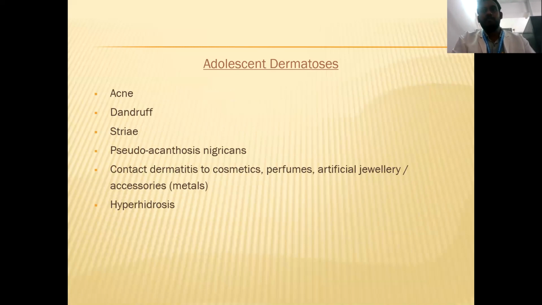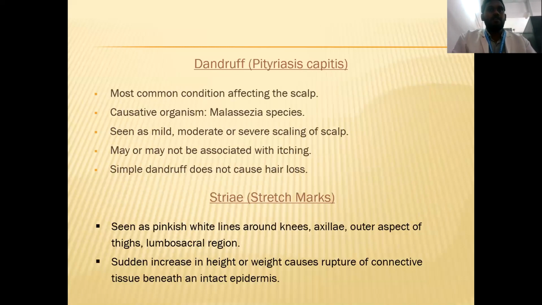Coming to the various adolescent dermatoses, common adolescent dermatoses include acne, dandruff, striae, pseudoacanthosis nigricans, contact dermatitis to cosmetics and perfumes, artificial jewelry, or even accessories such as metals, and also hyperhidrosis. Dandruff is also known as pityriasis capitis. Pityriasis capitis is the most common condition which affects the scalp. The causative organism is Malassezia species, and it can be mild, moderate, or severe and may or may not be associated with itching.